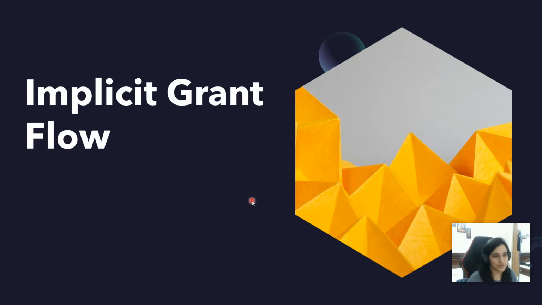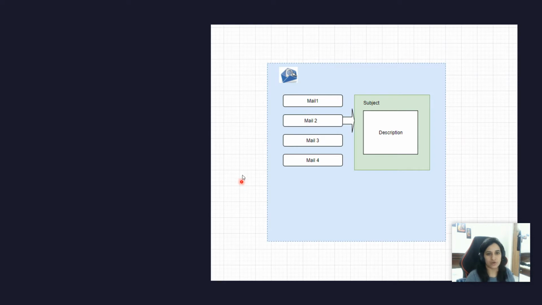Hi everyone, we will talk about implicit grant flow. Basically, implicit grant flow provides a way for single page applications to get the access token. By single page applications, I mean applications which do not reload themselves during use. One common example of a single page application is Gmail.